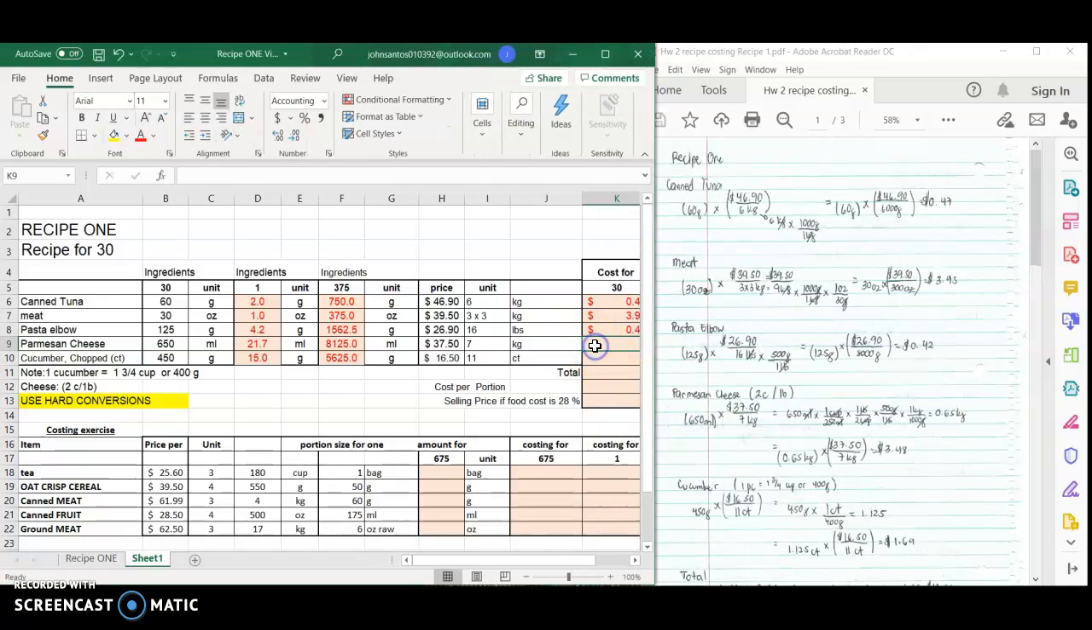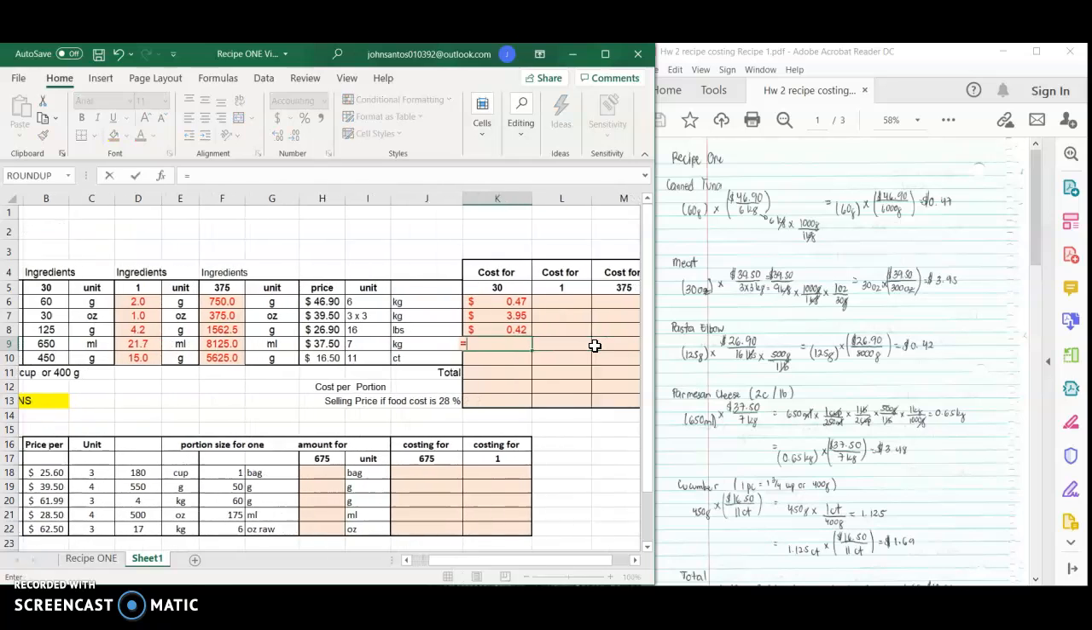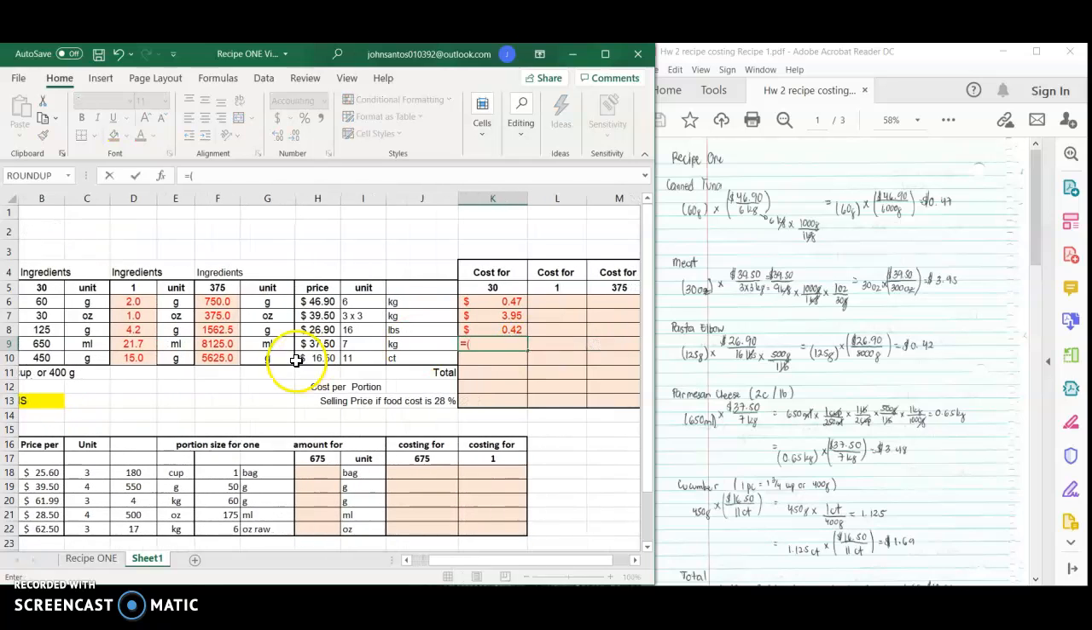So to put in our formula, that will be equals to 650 ml, open close parenthesis. Oh wait, first we're going to convert it, right? So put in our formula, parenthesis, click on 650. Again, we're going to divide it by the 250, so we're going to type it up and divide it by 2.